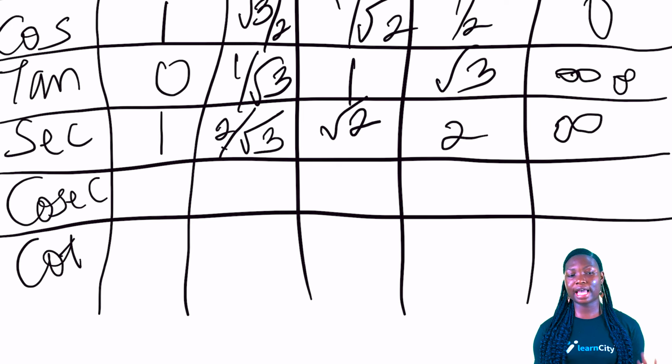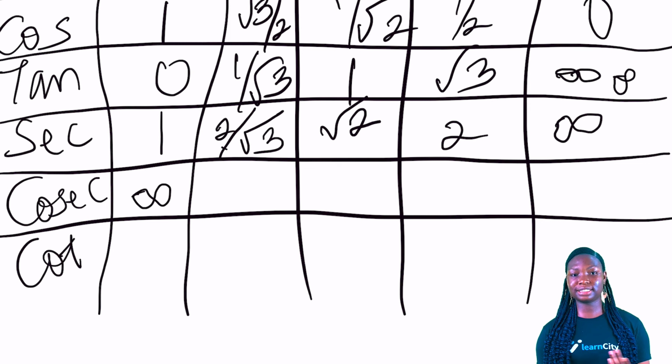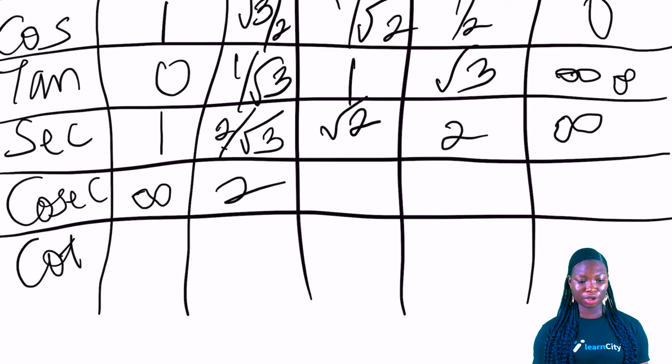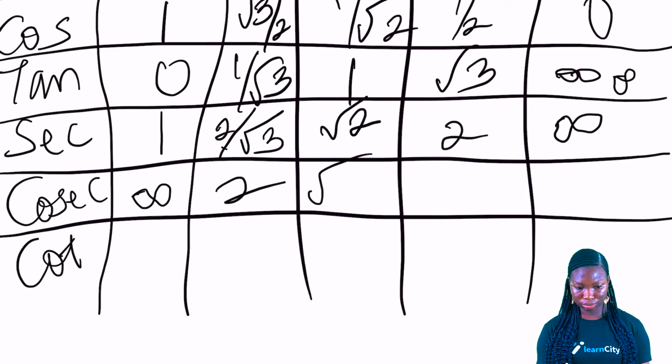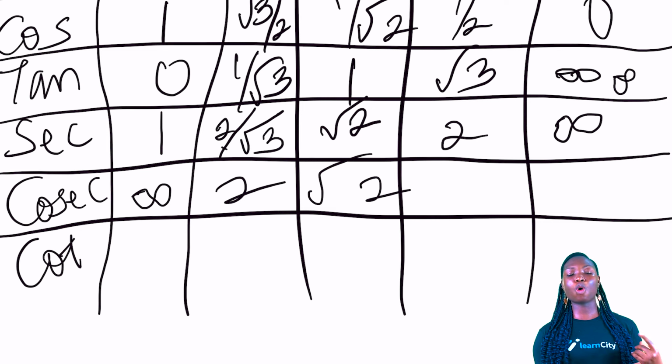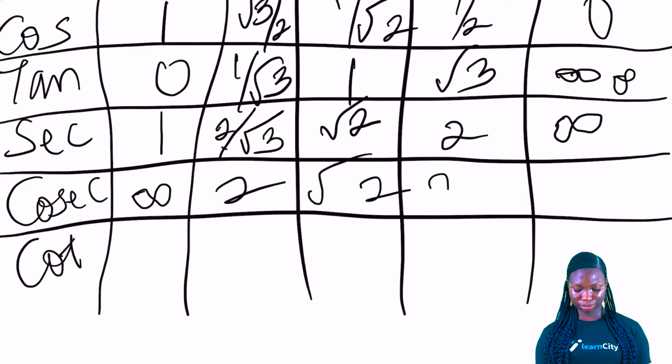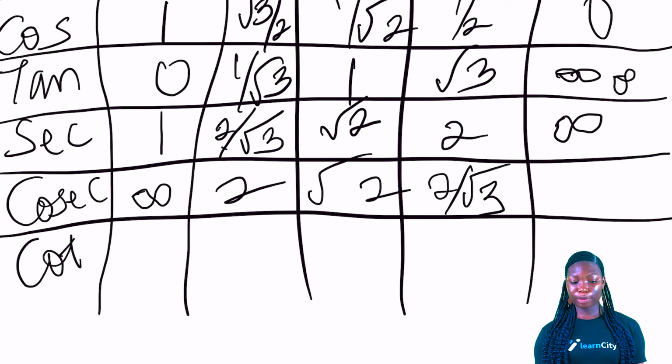So we have our cosec. Cosec 0 degrees is infinity. Cosec 30 is 2. Cosec 45 degrees is √2. Cosec 60 degrees is 2/√3. And cosec 90 degrees is 1.